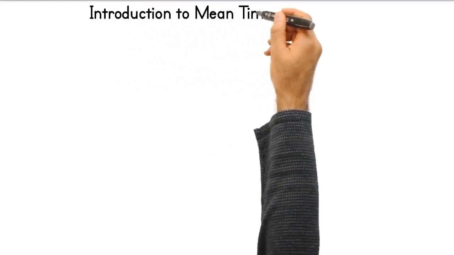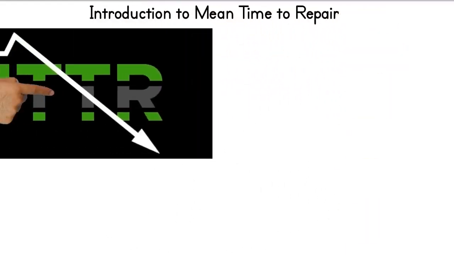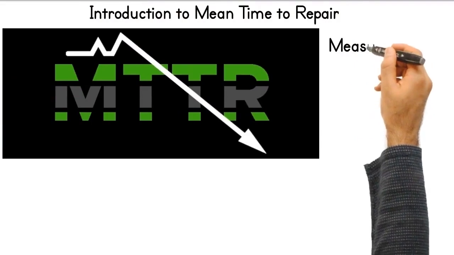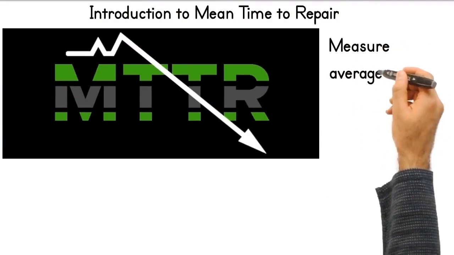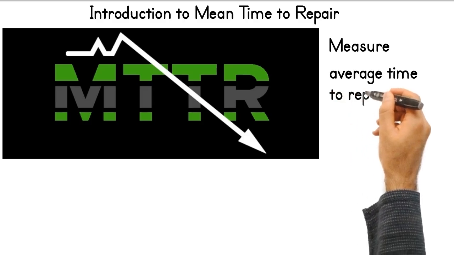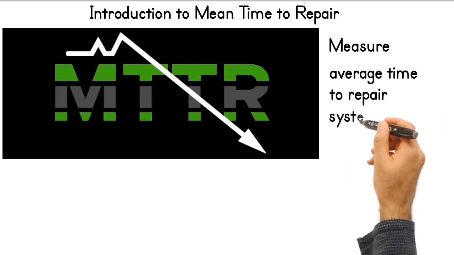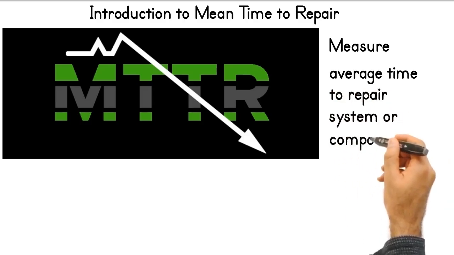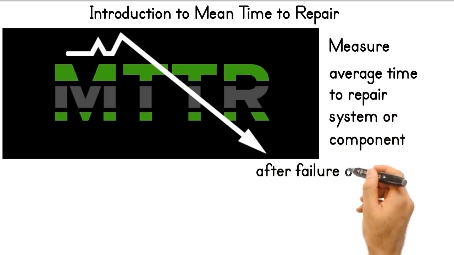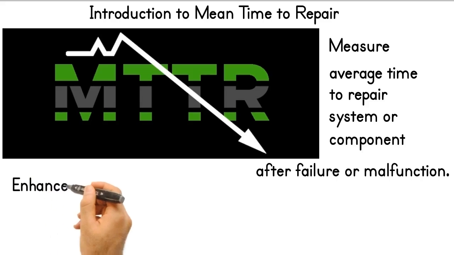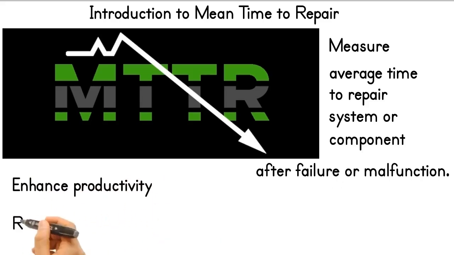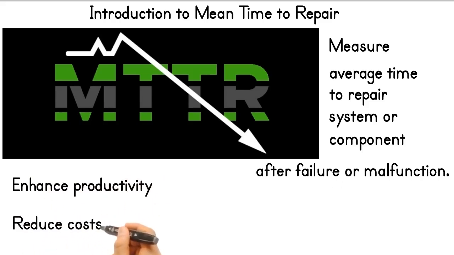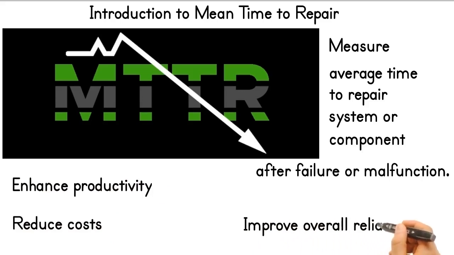Mean time to repair, MTTR, is a key performance metric used to measure the average time required to repair a system or component after a failure or malfunction. It is an essential metric in maintenance management, helping organizations assess the efficiency of their repair processes and their ability to minimize downtime. By reducing MTTR, businesses can enhance productivity, reduce costs, and improve the overall reliability of their equipment.